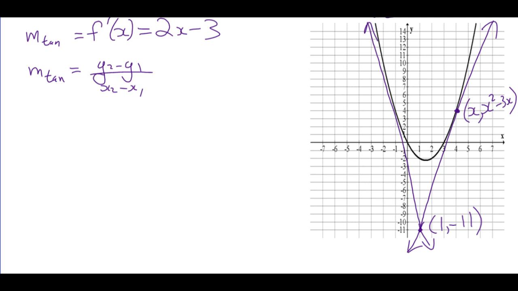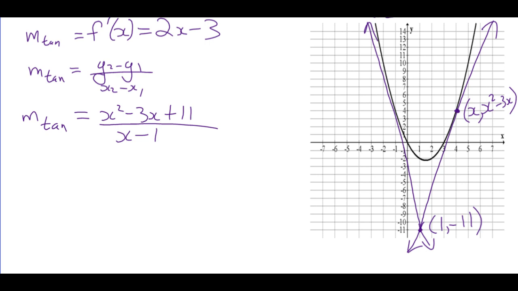We're going to use this point here, right? So it's y2, x squared minus 3x, minus negative 11, which is plus 11, over x minus 1. Well, if they're both the slope of the tangent line, then what can we say about them?